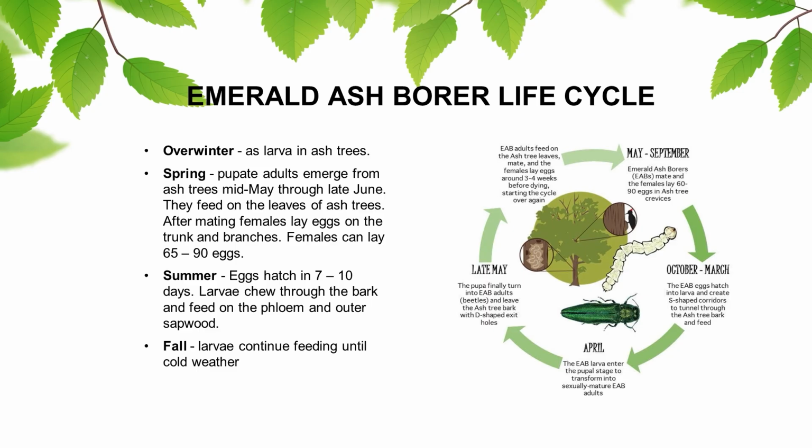After mating, the females lay eggs that are deposited individually in bark crevices on the trunk and branches. Females can lay from 65 to 90 eggs. In the summer, the eggs will hatch in 7 to 10 days. The newly hatched larvae chew through the bark and feed on the phloem and outer sapwood. The larvae go through 4 instars, getting progressively larger in size. They continue feeding into the fall until cold weather.